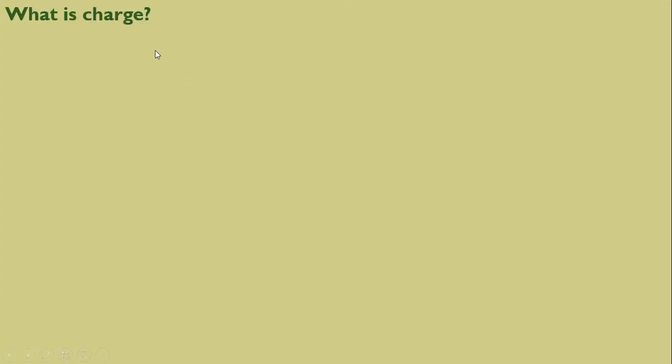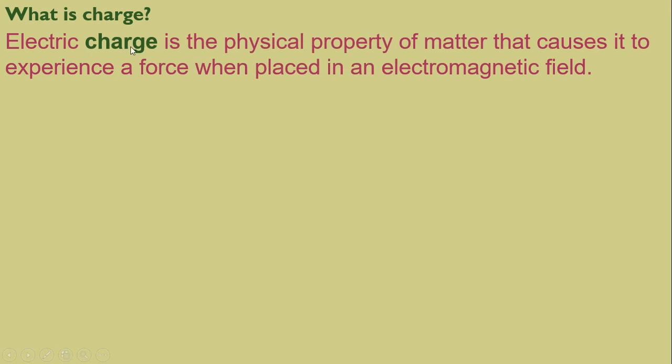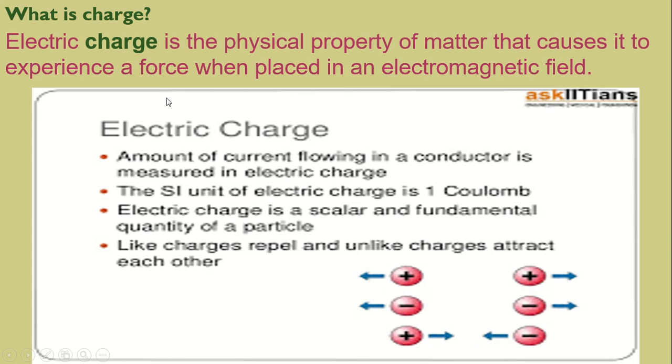So now you have to know what is charge. Electric charge is the physical property of matter that causes it to experience a force when placed in an electromagnetic field. Electric charge is of two types, positive charge and negative charge. There are some facts about electric charge. Amount of current flowing in a conductor is measured in electric charge. The SI unit of electric charge is Coulomb. Electric charge is a scalar and fundamental quantity of a particle. Like charges repel and unlike charges attract each other.